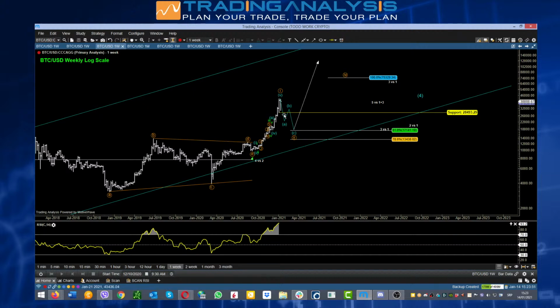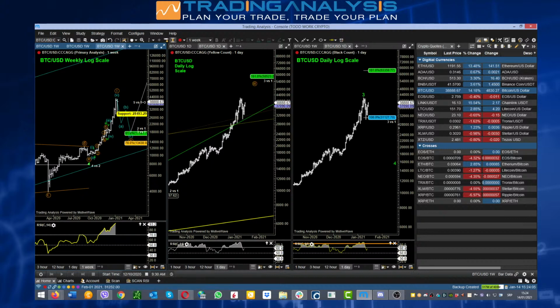I'm also tracking this, since we may see this move up in the dollar, which will be more abrupt. So I think everything is clear about Bitcoin, so we can continue further and show you some other wave counts that we track.